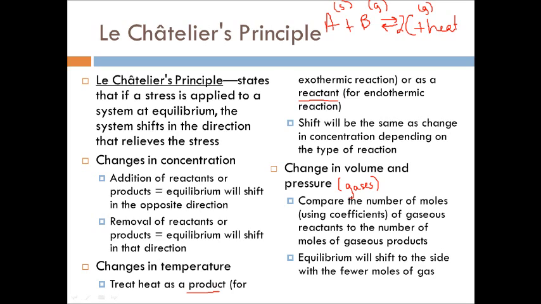It's going to shift to the side that has the least number of gas moles. Alright, so if we look here, the A doesn't count. B has 1 in front of it, so we'll have 1 mole on that side. Well, heat obviously doesn't have any type of gas moles, and we have 2 in front of the C. So that means we have 2 on the right, 1 on the left. So it's going to go towards the reactants because it has less moles on that side.